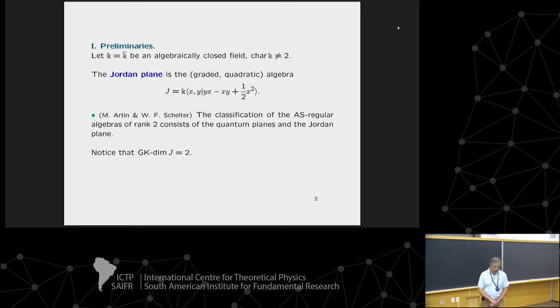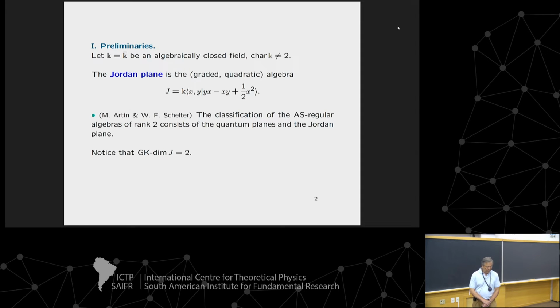And one instance where this algebra appeared was in the work of Artin and Schelter in the 80s. They were looking for a kind of analog of polynomial rings in the world of non-commutative associative algebras, and they wanted to have something that would play the role of the projective space, a quantum projective space or non-commutative projective space. And they came up with the definition of AS-regular algebras.